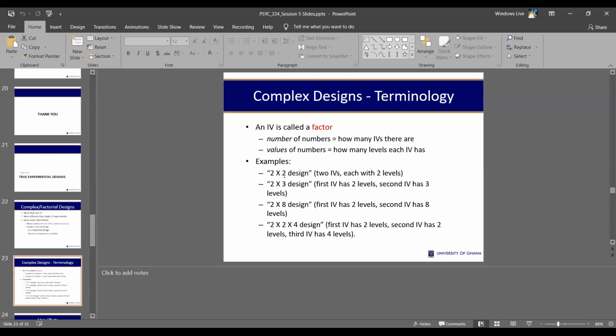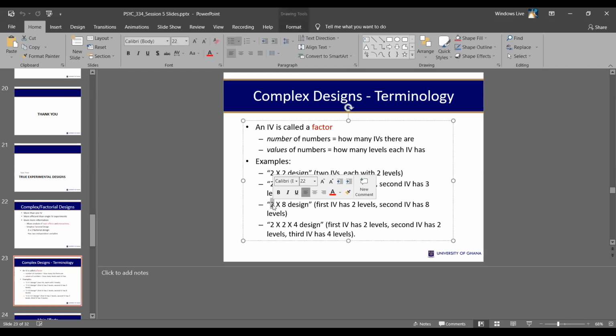So for example, a 2 by 2 design means it has 2 IVs with 2 levels each. I told you when you see 2 levels, it means it has 2 groups. Levels mean groups. So each of the IVs has 2 groups. But let's see a 2 by 3 design. It means we have 2 independent variables, but IV number 1 has 2 groups, which is 2 levels. Then IV number 2 has 3 groups, which is the same as 3 levels. Then 2 by 8, the same thing. We have 2 independent variables, but IV number 1 has 2 levels, then IV number 2 has 8 groups or 8 levels.